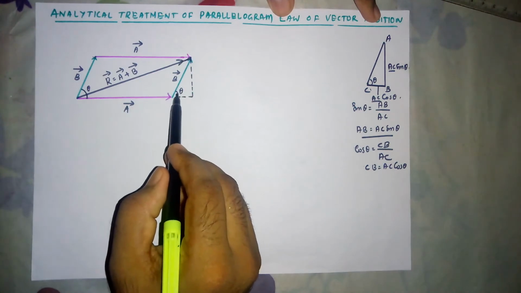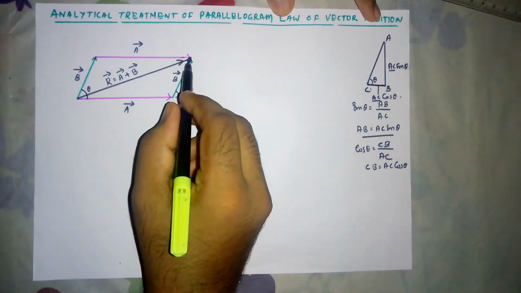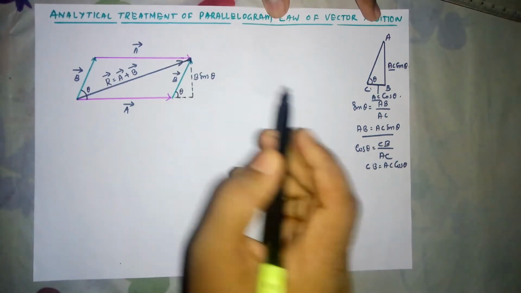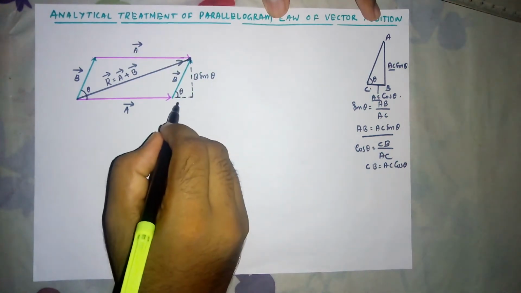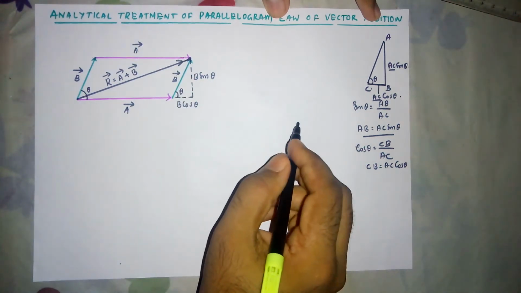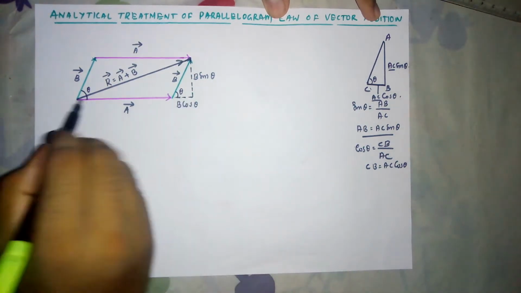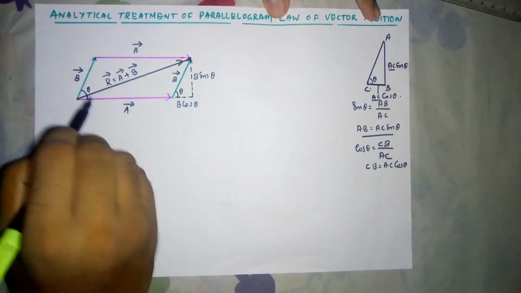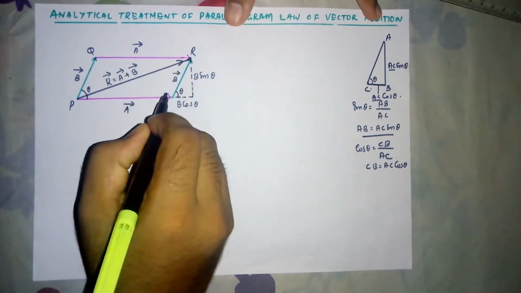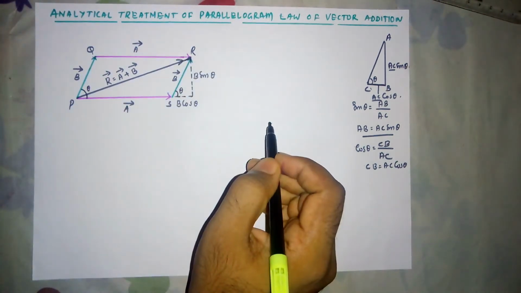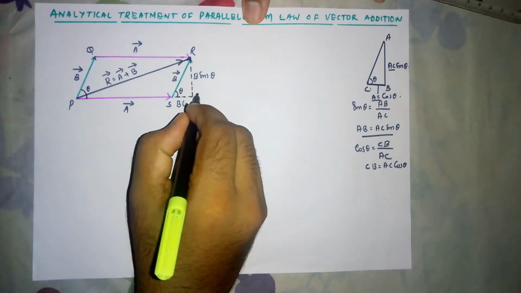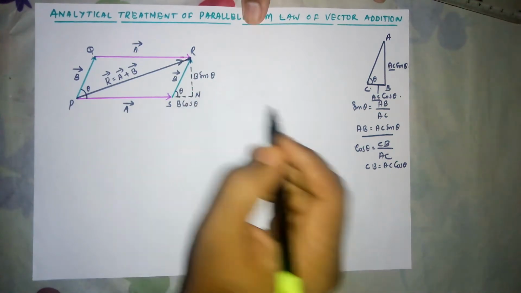So if I take this triangle, then this is angle theta and this is B. So this will be B sine theta, and this will be B cos theta. Now let me give names for this triangle and all. This is P Q R S. I am giving the names PQRS to the parallelogram, and I am giving the name N to this corner.